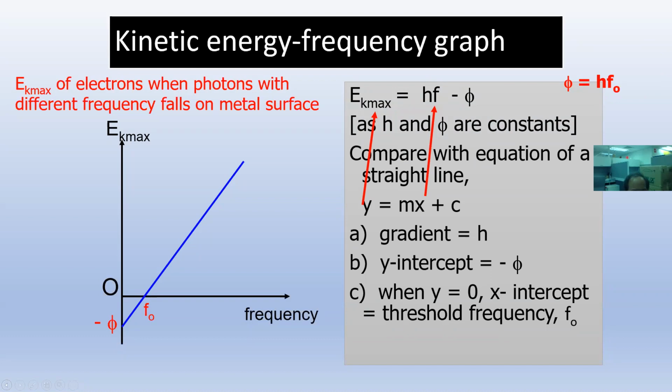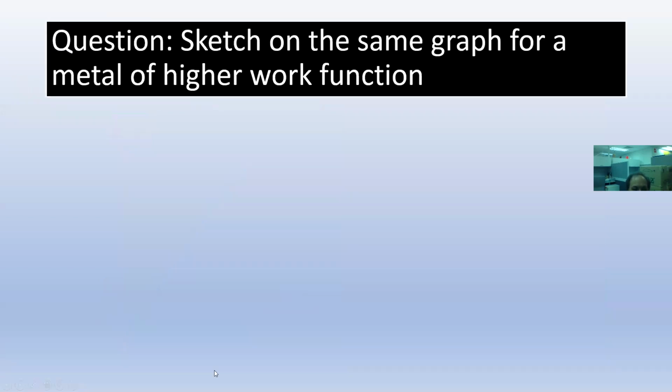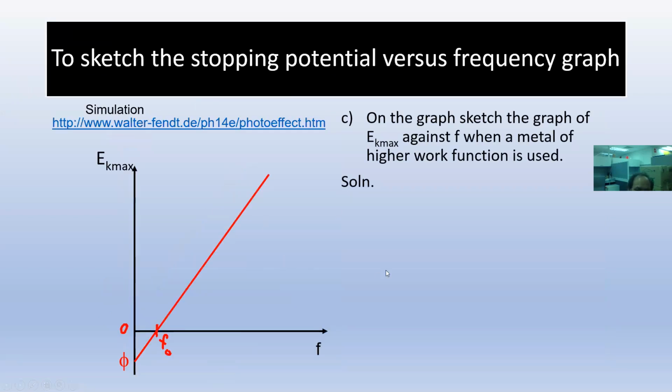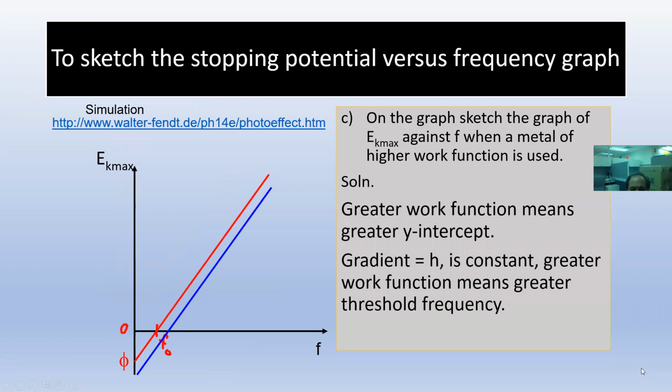Then usually they will ask you either a lower work function or higher work function, where is the graph? Remember, the gradient doesn't change. The work function can change. So that's why we still get a straight line, but with a greater work function it is further down, that's all.